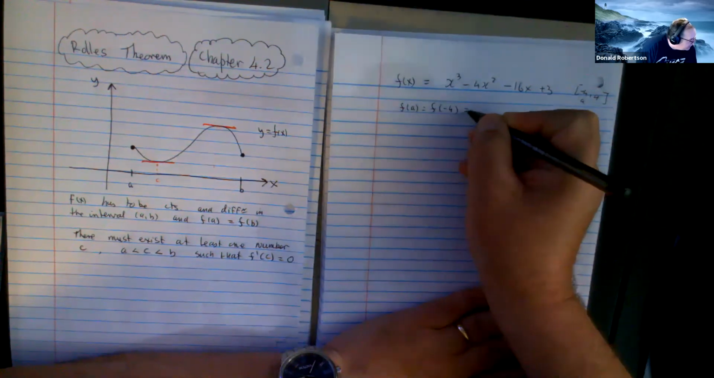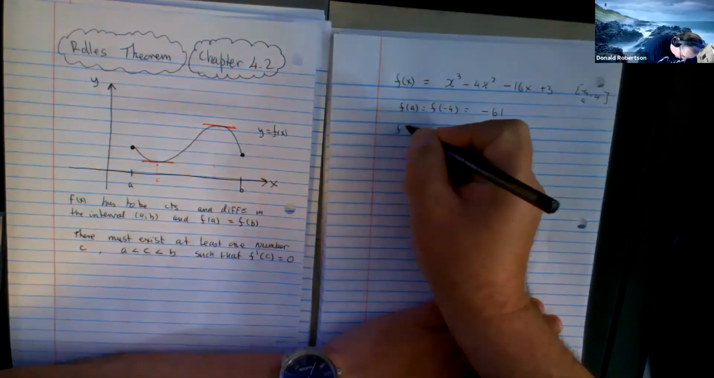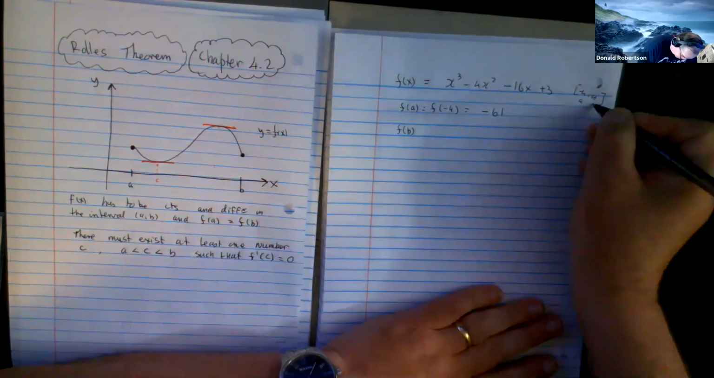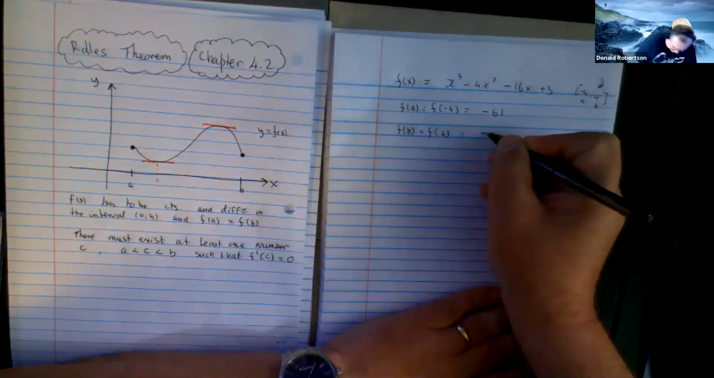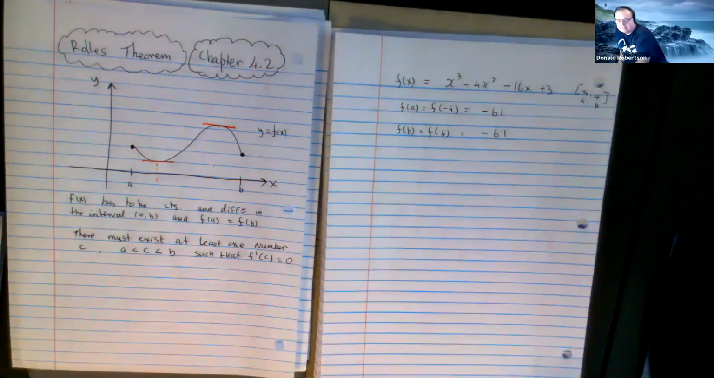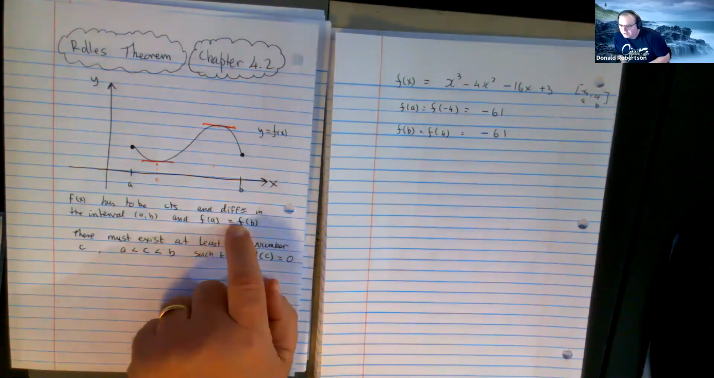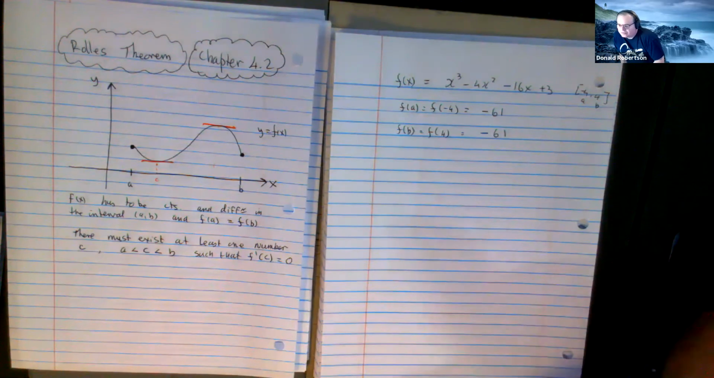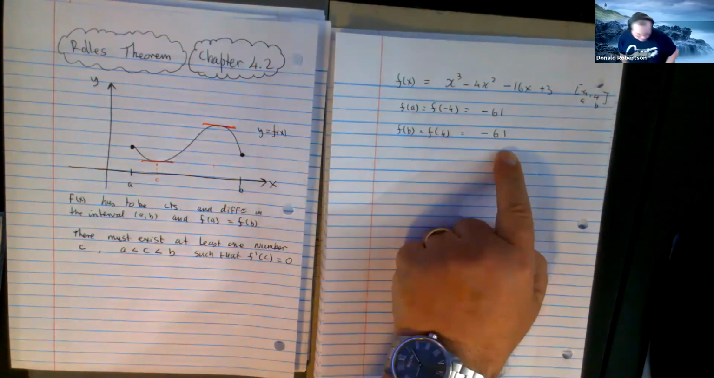And you're going to trust me, it ends up being -61. And the value of the function at the end, which in this case is 4, again, you're going to trust me, ends up being -61. And isn't that the second part of Rolle's theorem now verified, right? I've verified that it's continuous and differentiable because it is. And now I've checked that the value of the function at the start and finish are both the same, in this case, negative 61.